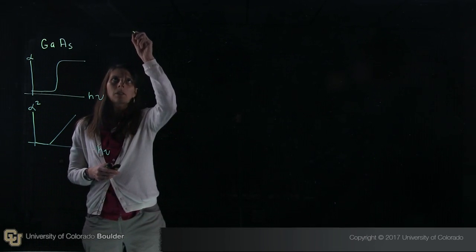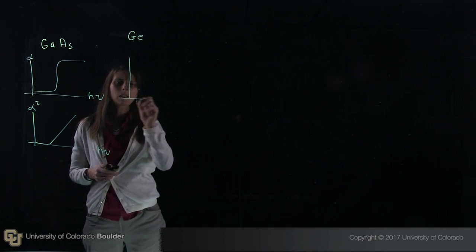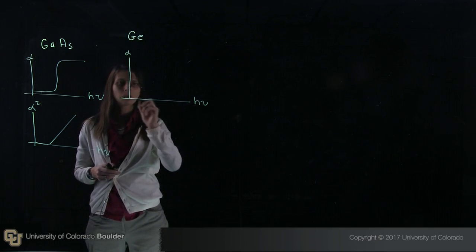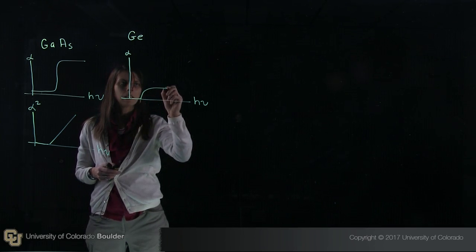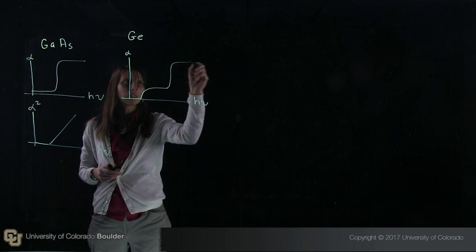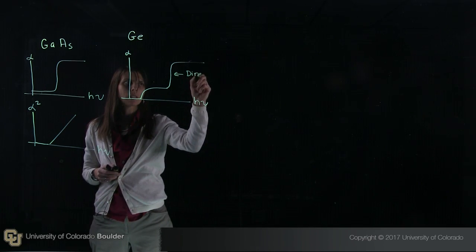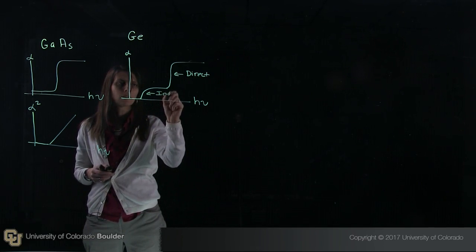Now, let's take a case of a more complicated material, germanium. If I plot the absorption versus photon energy, first what I see is an indirect bandgap, and then if I raise the photon energy, I see a direct bandgap. So here is the direct, and then here is the indirect.